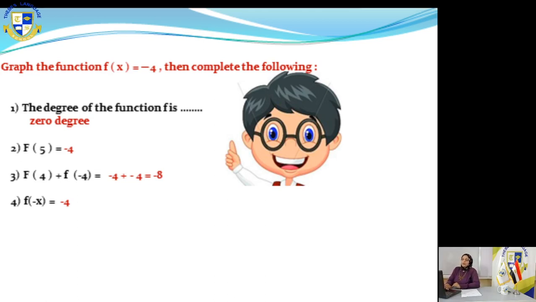Complete. The degree of the function is 0 degree. Find f of 5, it will be -4. If I asked you f of 2, -4. f of 7, -4. Number 3, find f of 4 plus f of -4, which means -4 plus -4, it will be -8. Find f of -x. Also, it will be -4, because it's a constant function, it doesn't change. We will move to slide number 7.